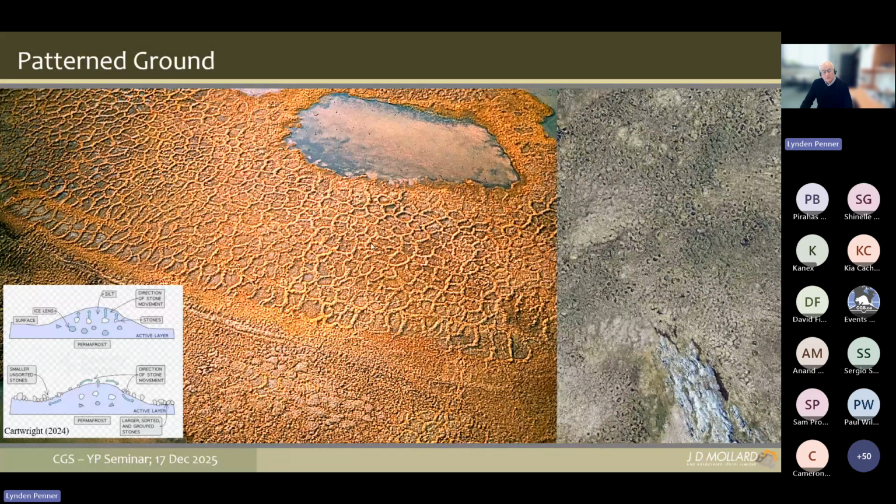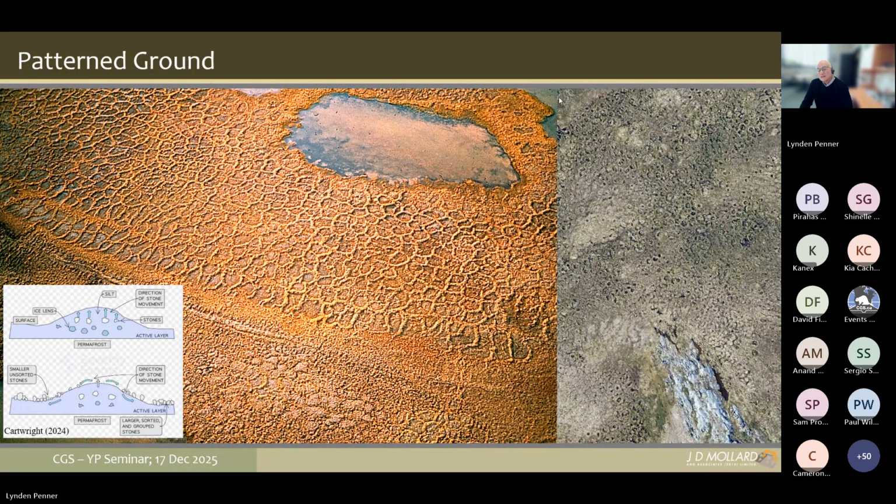Pattern ground. With freezing and thawing, you have an annual uplift of particles during freezing and then thawing in the summer season, refreezing. And so the larger particles get pushed up through the material, and when they reach the surface, they roll off to the side. And so you can get a segregation of the coarse material from the fine over time, and it looks like a polygonal pattern, but they're not ice wedge polygons. They're actually this patterned ground.